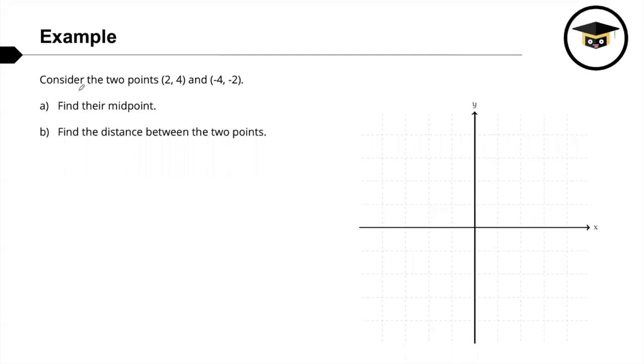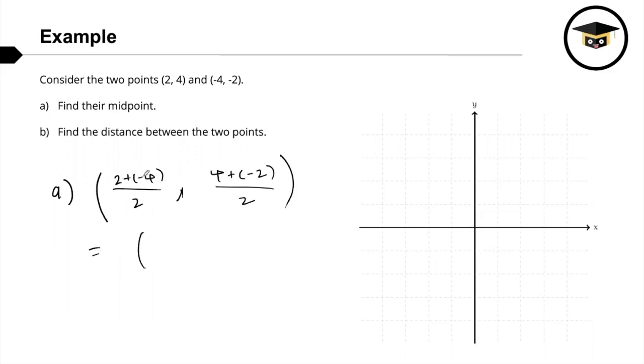So part A is, we're considering the 2 points (2, 4) and (-4, -2). Find their midpoint. So for part A, remember, we just need to average the x's and average the y's. So the x coordinate, average these two. So it'll be 2 plus -4 over 2, and average the y's. So that's going to be 4 plus -2 over 2. And that is going to be 2 plus -4 is -2. Divide that by 2 is -1. And then 4 plus -2 is 2. Divide that by 2 is 1.